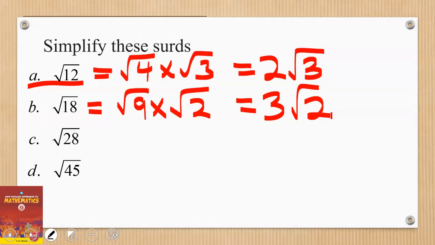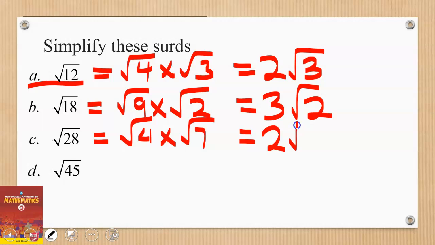Good. What about 28? What perfect square can divide 28? Starting with the lowest perfect square, apart from 1, which is 4. Can 4 divide 28? Yes. And 4 times what will give us 28? That is 7. And each of them will be under square root. But because 4 is a perfect square, it will give us 2 root 7.